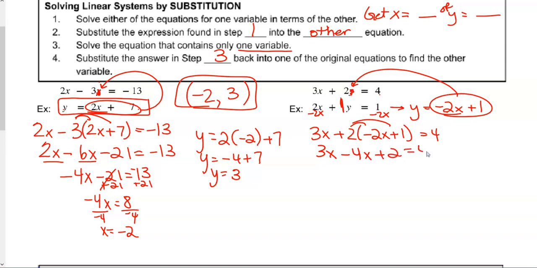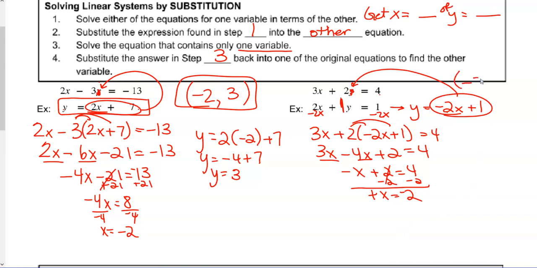This is solving the stuff you've already done. Everything builds, so we had to know how to solve these equations before we could get to systems. Combine like terms gives me a minus x plus 2 equals 4. I'm going to subtract 2 from both sides, and I get minus x equals a positive 2. And then I'm going to divide by a negative 1, or since I make this a positive, change the sign over there. So I actually get x to equal a negative 2.